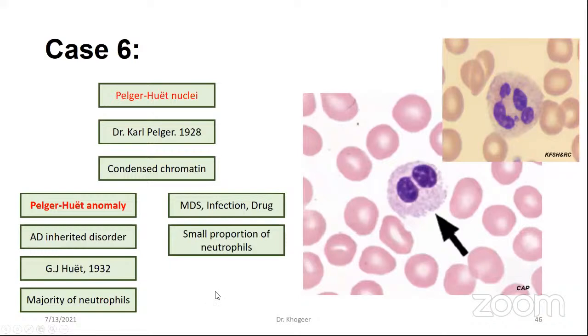When these cells are seen outside the context of the congenital abnormality, they are usually referred to as neutrophils with dysplastic nucleus or pseudo-Pelger-Huet cells.